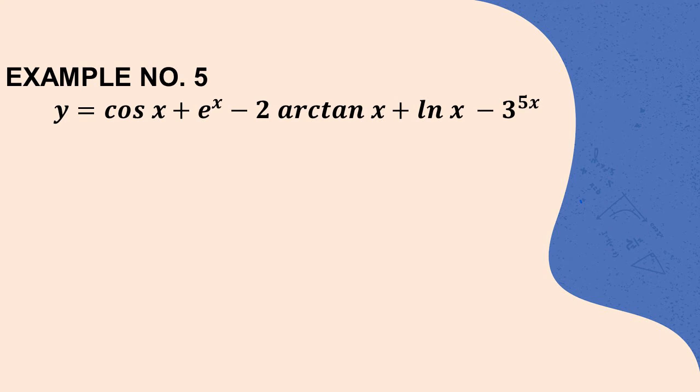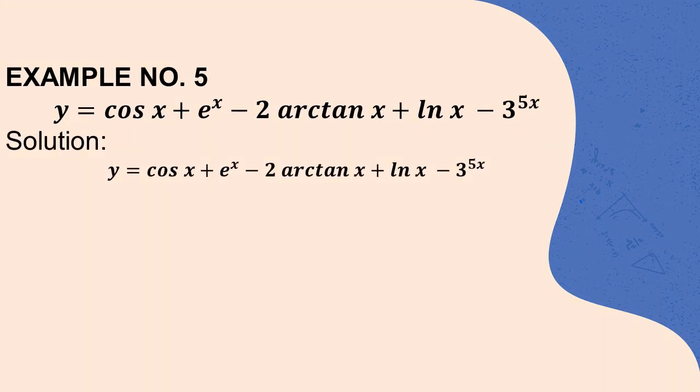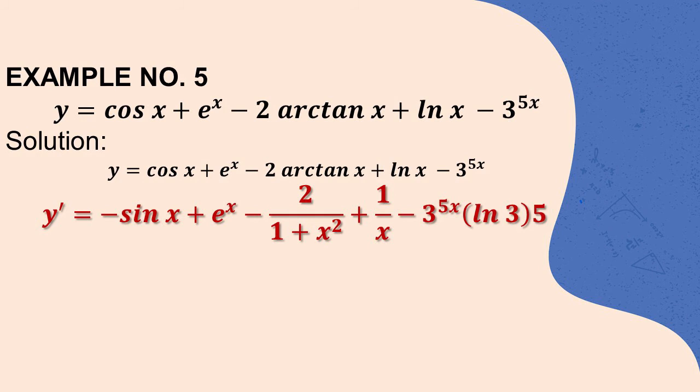So example number 5, we have y equals cosine x plus e to the x minus 2 arctan x plus ln of x minus 3 raised to 5x. For the solution, we have y equals cosine x plus e to the x minus 2 arctan x plus ln of x minus 3 raised to 5x. So for the final answer, we have y prime equals negative sine x plus e to the x minus 2 all over 1 plus x squared plus 1 over x minus 3 raised to 5x times ln 3 times 5. In this problem, we simply solve the derivatives of each of the terms.